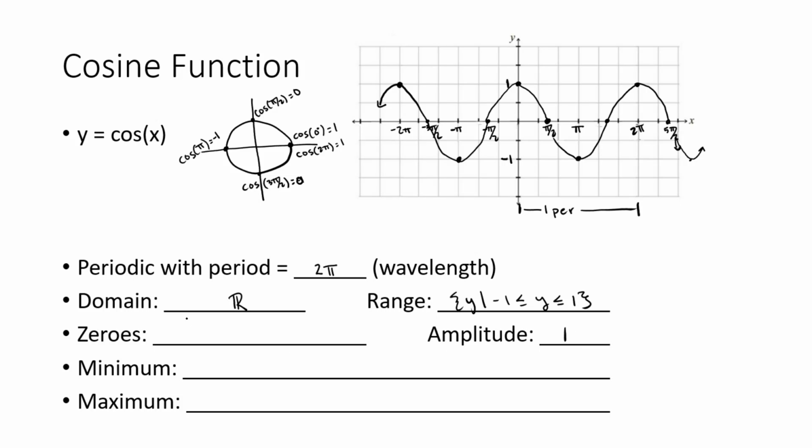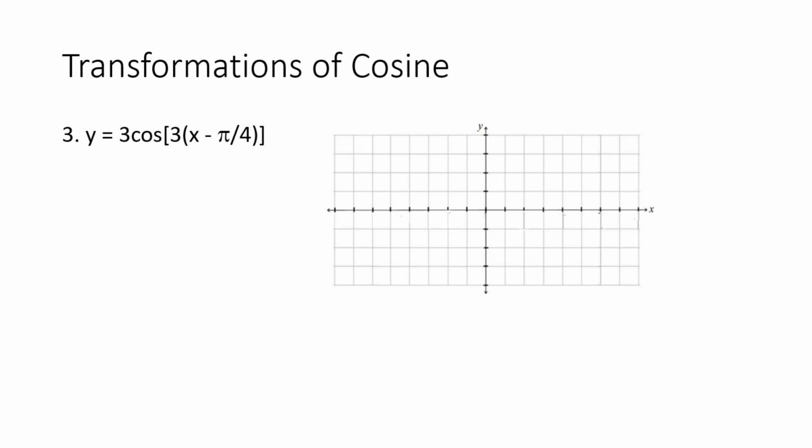But now our zeros are at multiples of pi half. And in this case, k is going to be an odd integer. Because if k was even, it would divide out to 2 and make a whole pi. Okay, and then our mins and maxes are out at all the multiples of pi's. So let's see if we can transform a cosine function.